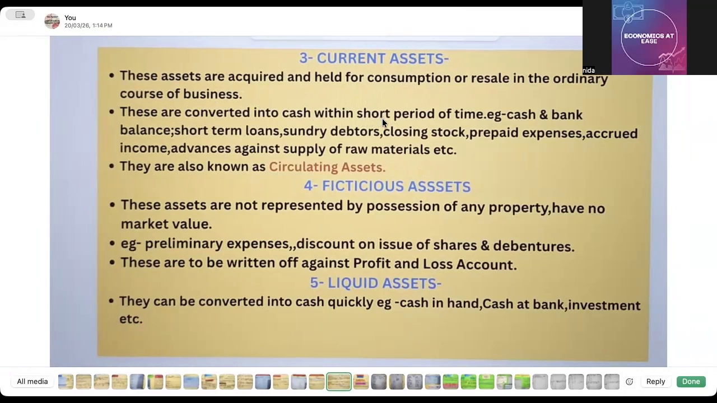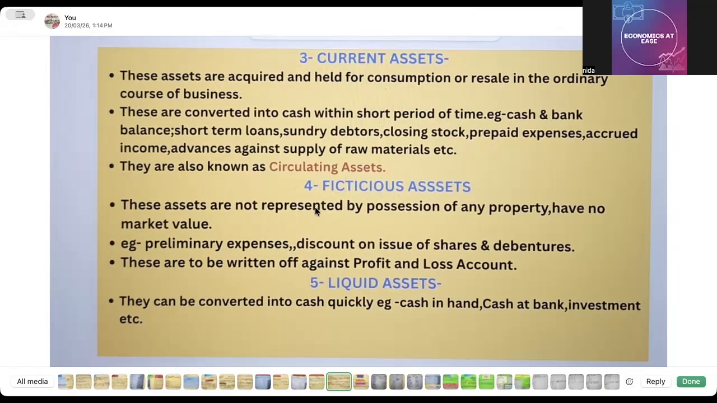For example, cash in hand, bank. Okay. Then balances, short-term loans, sundry debtors, closing stock, prepaid expenses. ये सब आपके क्या है, current assets की list में already mention है. They are also known as circulating assets. So अगर current assets ना पूछ के circulating assets कहा, don't get confused.